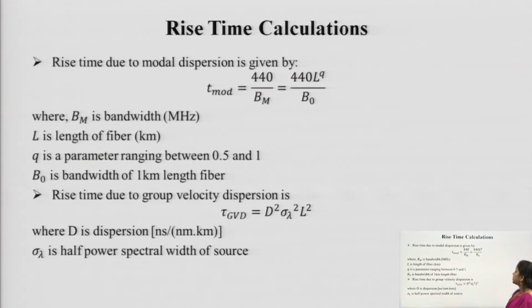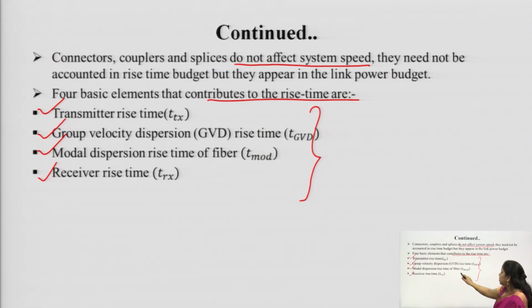So, rise time due to modal dispersion is given by 440 upon Bm, where Bm is equal to B naught upon L to the power q. L is the length of the fiber, Bm is the bandwidth, q is a constant parameter which ranges between 0.5 to 1, and B naught is the bandwidth of a 1 kilometer length fiber. So, this is the first contributor, that is the modal rise time of the fiber.